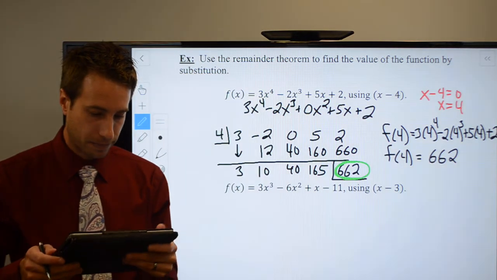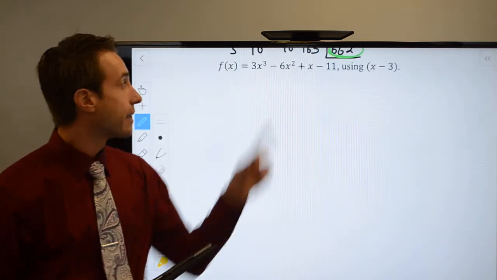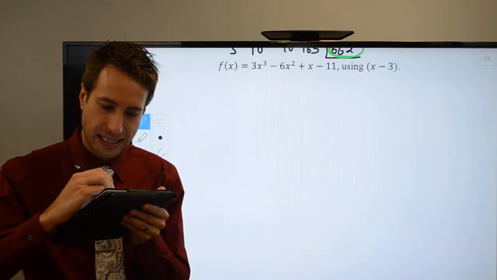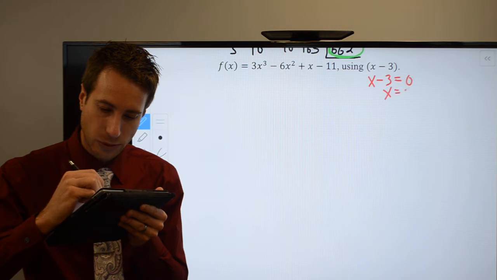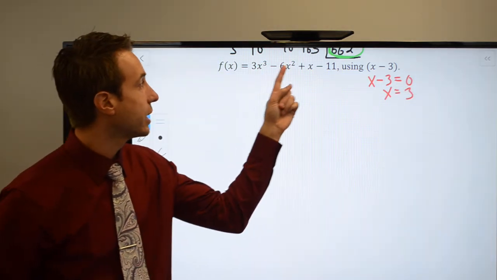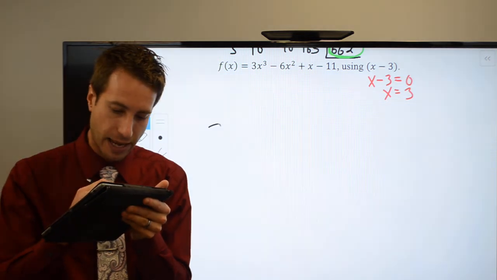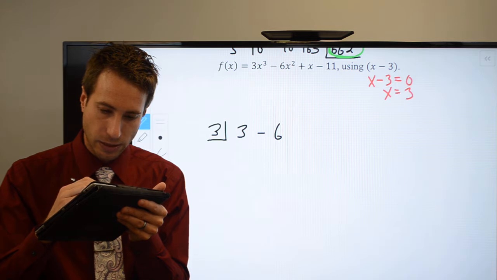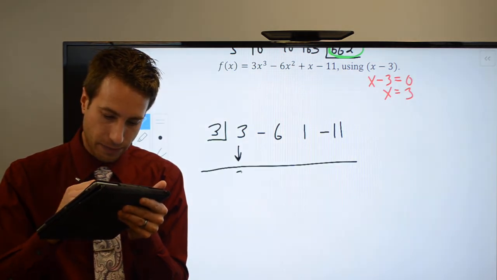Let's do another one. I give you a polynomial. I ask you to use x minus 3. So again, to get this set up, x minus 3 is equal to 0, which means x is equal to 3. Make sure I have everybody: 3, 2, 1, 0. Everybody's there. I don't need any placeholders. So we set this up. 3 goes inside the box. 3, minus 6, 1, and negative 11. Bring the 3 down. And here we go.